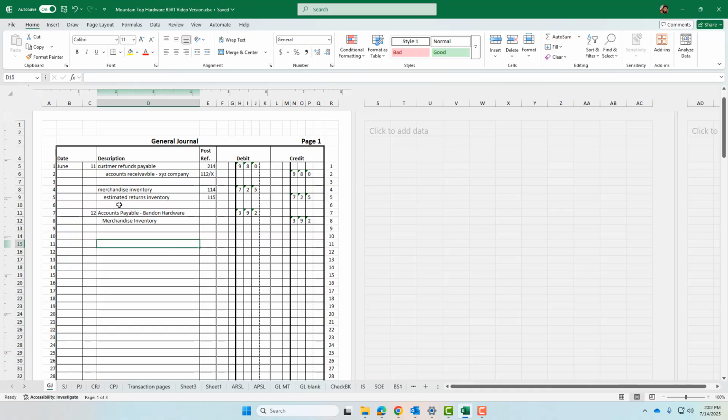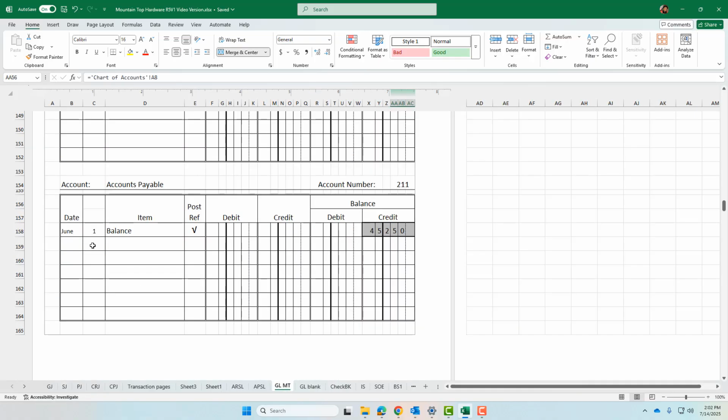And for accounts payable, it's like the accounts receivable we had up here. We have to update both the subsidiary ledger for accounts payable and the general ledger for accounts payable. Let's start with the general ledger. So here's the general ledger accounts payable. The date would be the 12th of June. This came from our general journal on page 1, and it's a debit for $392.